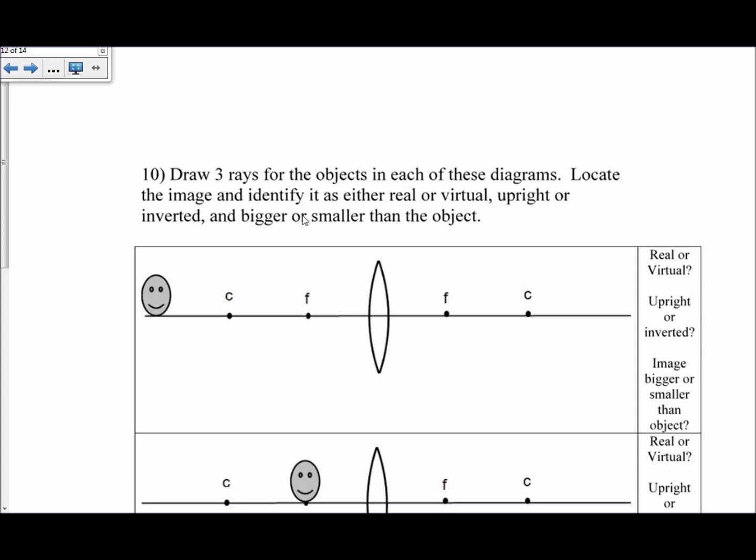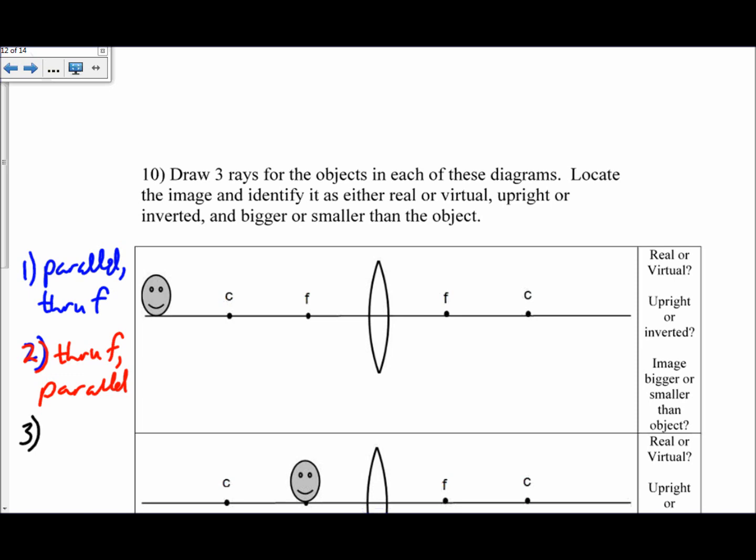Alright, in a similar way, we're going to have rules for lenses. They're very similar. One, parallel to the axis through the focal point. Two, through the focal point, parallel to the axis. Three, through the center of the lens. This is a little bit different.